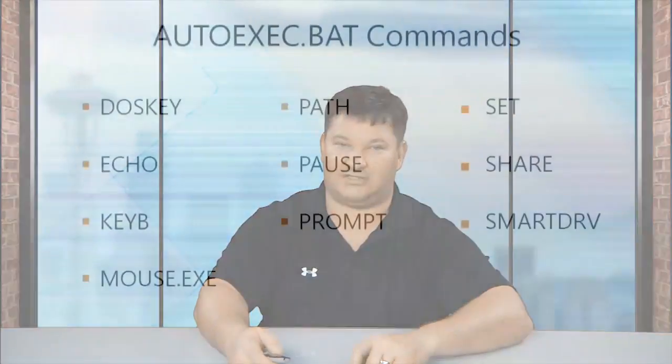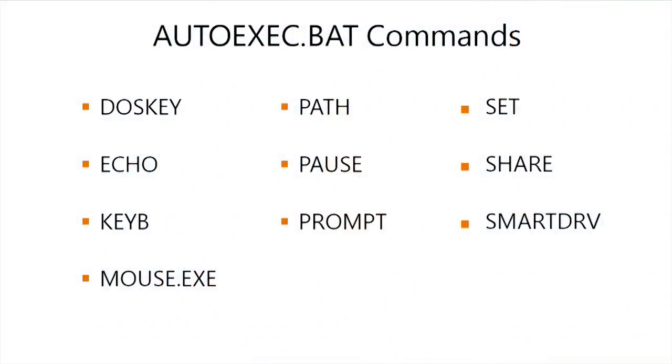Autoexec.bat commands: DOSKEY, echo, keyb, mouse.exe, path, pause, prompt, set, share, and SmartDrive. You may mess around with some of these in autoexec.bat commands today, but we have languages called scripting languages that have kind of completely made this obsolete. So we would use Python and stuff for things like this. There might be some autoexec.bat commands out there, and people become experts with these, but they're very limited. And people will quickly jump off and stop using this and use Python, the more scripting languages. They're incredibly powerful, and I highly recommend that you learn that instead of focusing on the autoexec.bat commands.